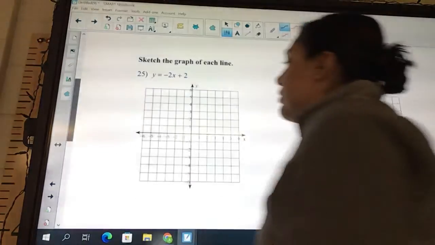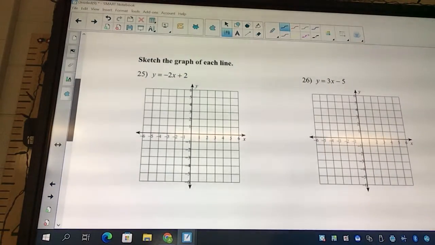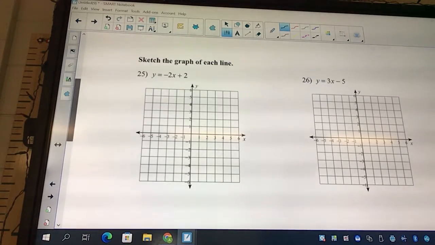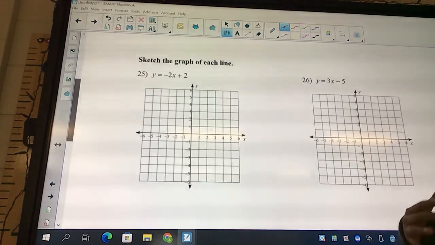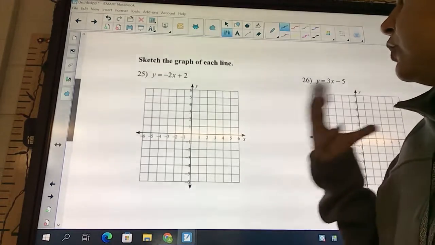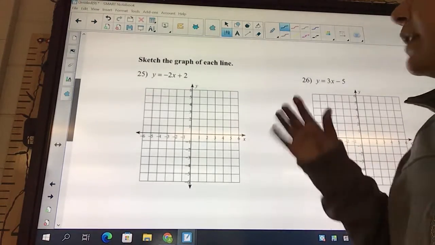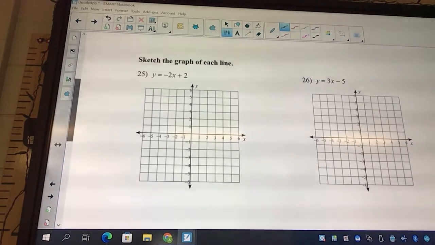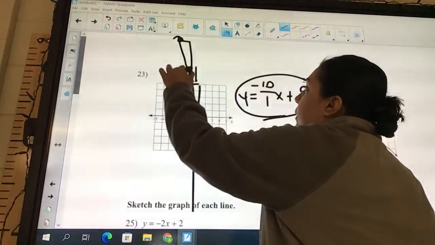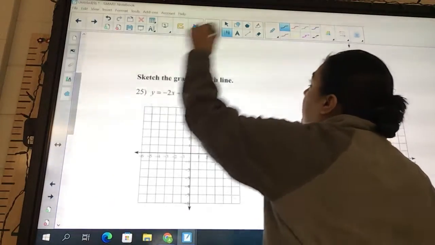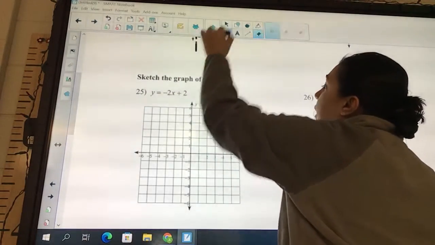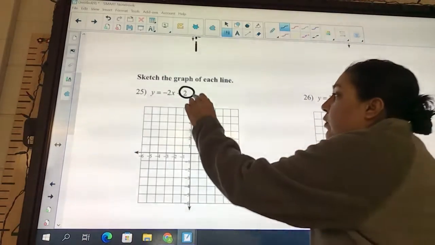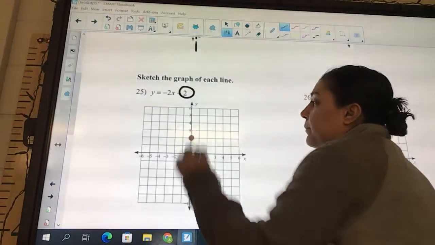This next section is probably the hardest section for students, because if you're a visual thinker, a logical thinker, you'll be able to see which way. The same way that we find the y-intercept, you're going to plot that part first. So we go to the y line, because that's the y-intercept, and we go to where y is 2, and we make a dot.